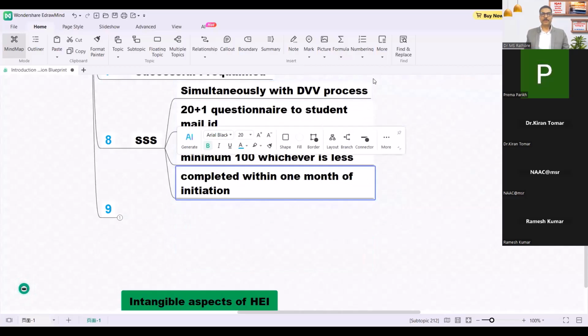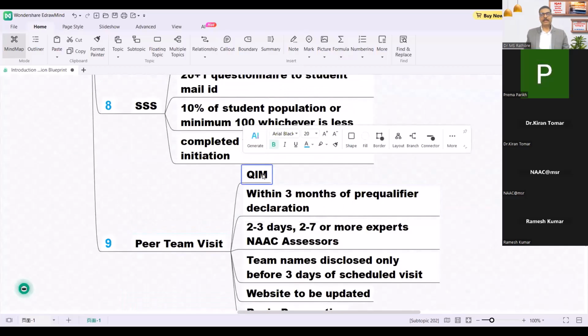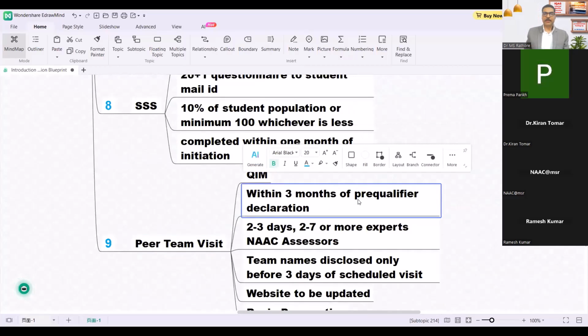And once all this process is done, you would be asked to submit 2 preferable dates, and these dates would be for the peer team visit. This peer team would be constituted of senior faculty members, and usually these are senior faculty members who have a lot of experience. This would be within 3 months of the pre-qualifier declaration, that now you have qualified this pre-qualifier stage, and then within 3 months you can expect the peer team visit.